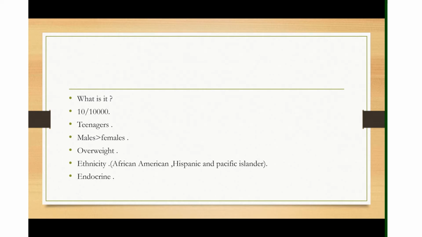Now, the ideal age, I did not mention it. The classical age group affected is 10 to 17 years if it's a boy, and if it's a girl, approximately 8 to 15 years. That's the most common age group affected.